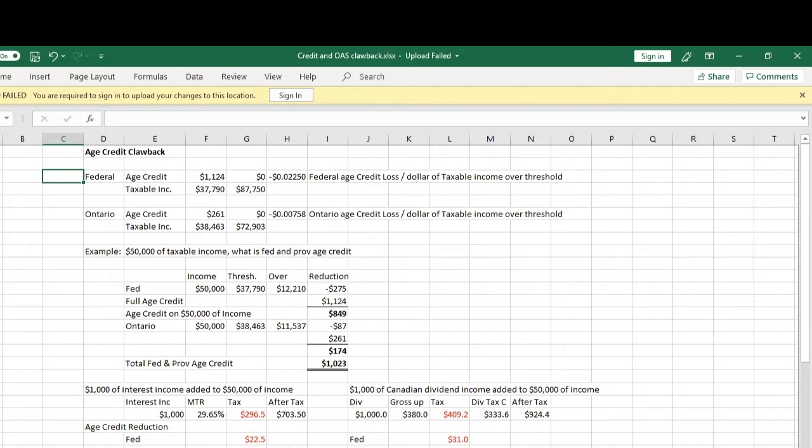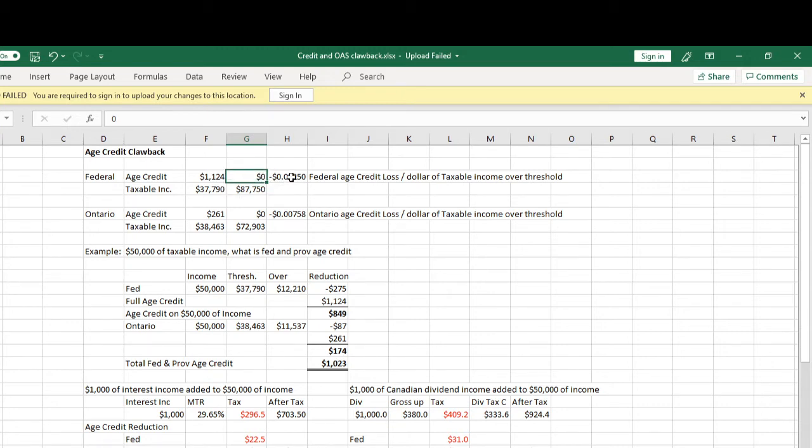Okay, so here's the information I've looked up. The federal age credit, for anybody in any province, is $1,124, and you get all of that until taxable income reaches $37,790. So this is for seniors, 65 and older. But this is a means-tested credit. So that means the threshold is this: once your taxable income surpasses 87,750, you lose all of the age credit.